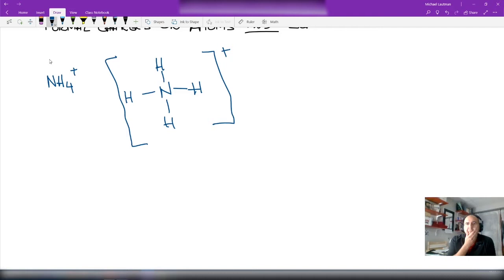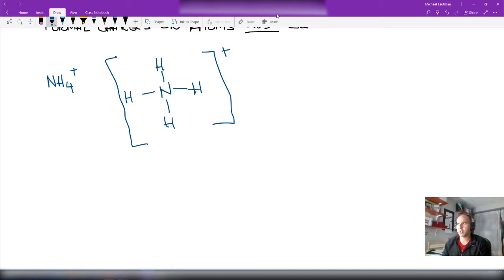Okay. And so first, what are we going to do? We're going to count the octet for each element for the octet rule, right? If we look at the hydrogens, each hydrogen has 2 electrons from the bond. That's it. That's the most it can have. So that's perfect. The nitrogen, again, has no lone pairs and 8 bonding electrons. So the octet rule here is good also. So octet rule is okay.